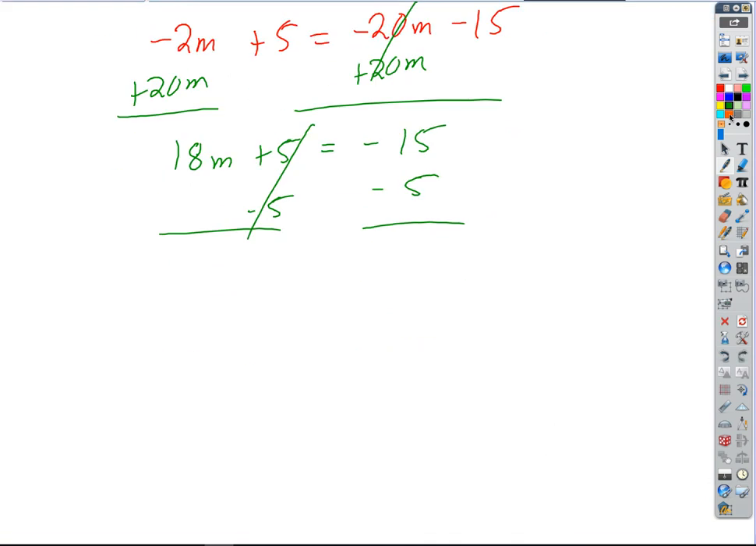So that gives us 18m equals negative 20. Last step, divide by 18. So we end up with m equals negative 20 over 18. So that people have this, they want to make that a decimal, or they want to make it a mixed number. No, don't. Just leave it a fraction, but just simplify it. Just reduce the fraction, and that's the good answer here.